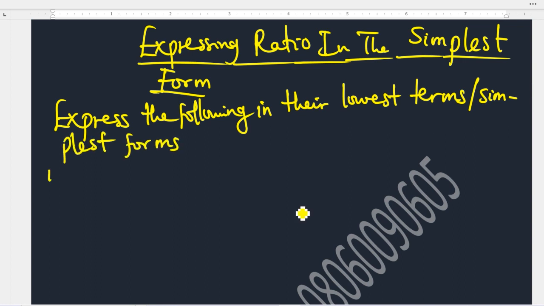So let's look at the first one. Ratio 14:18. Let us express ratio 14:18 in its simplest form. Whenever you want to express ratio in the simplest form, what you need to do is to write the ratio as a fraction first. So we'll say 14/18. Now, after writing it as a fraction, check if any number can divide.